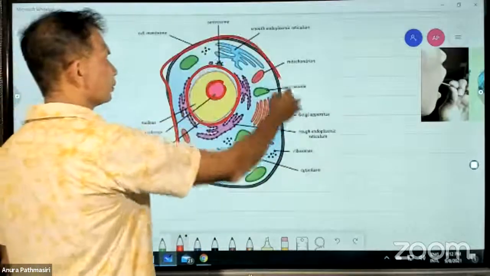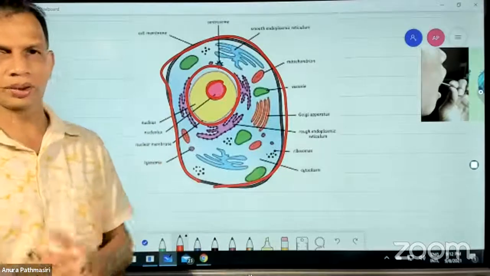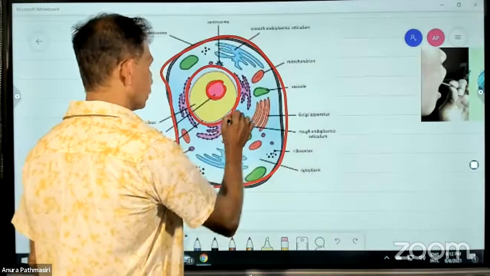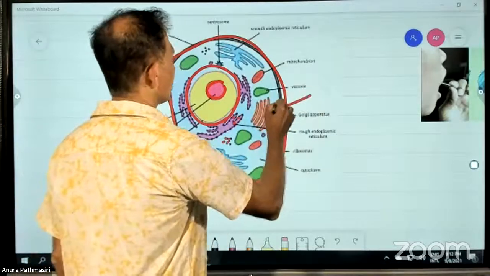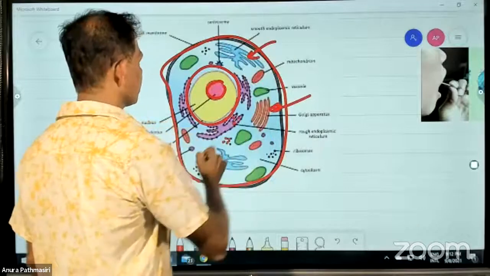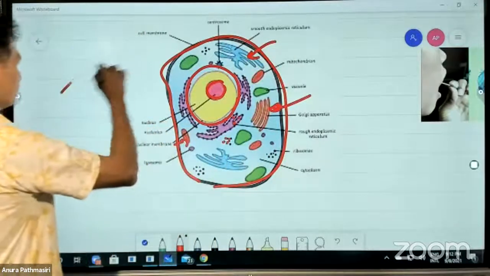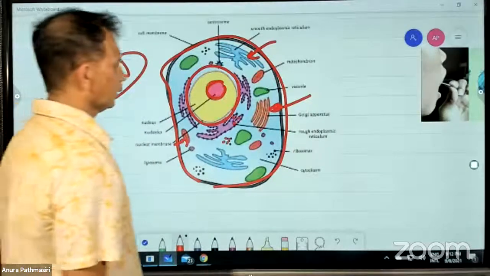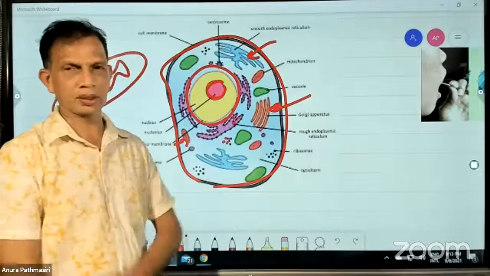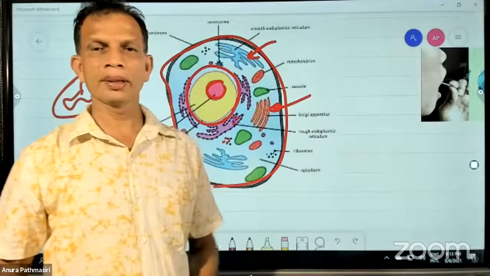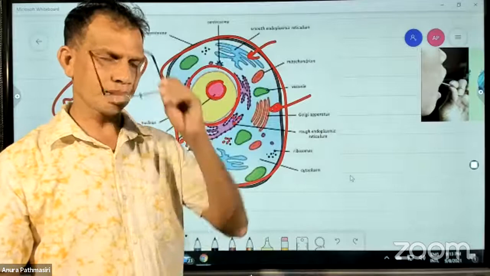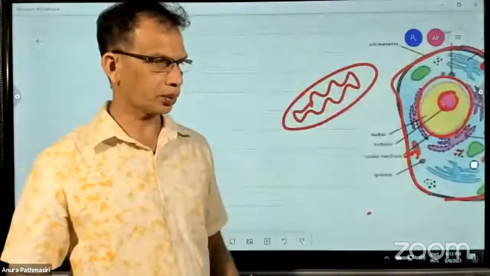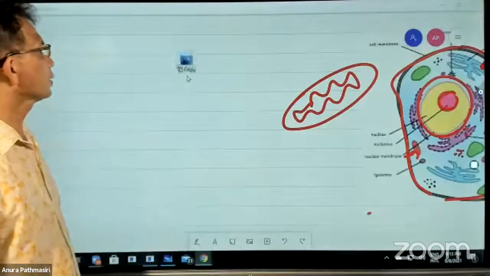The shape is not regular, unlike the plant cell. The ribosomes are there. You can see the ribosome, Golgi apparatus, and endoplasmic reticulum. Mitochondria is there, and its shape is just like a cucumber. A large vacuole might be available in the plant cell. And I'm going to show you the difference between the animal cell and the plant cell.